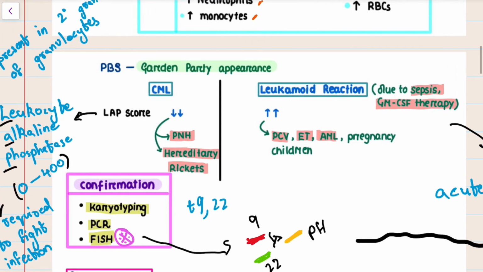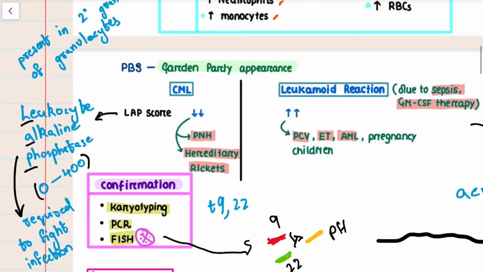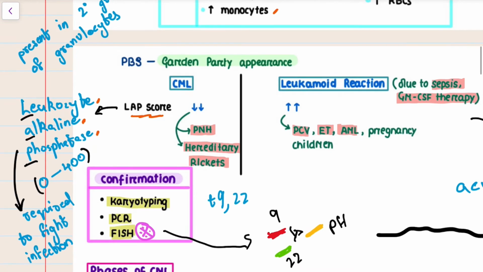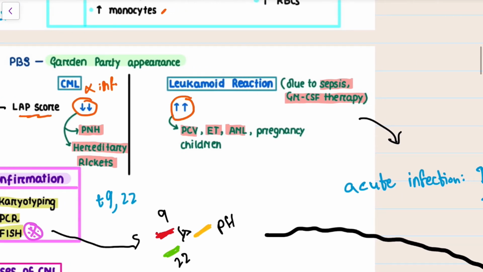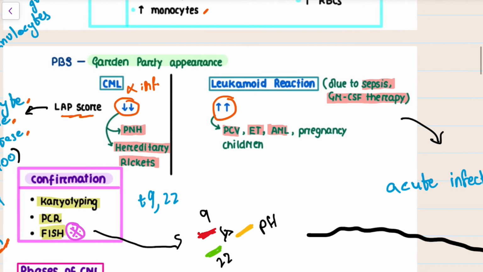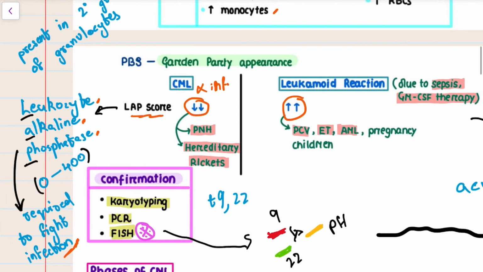But how do you differentiate that? You can do it by the LAP score. What is LAP? Everything we are going to go into the basics. LAP means leukocyte alkaline phosphatase. You see, this enzyme is required to fight infections, but in CML there are no infections, right? Therefore the LAP score is decreased only. The LAP score is increased in a leukemoid reaction, aka acute infections, something like that. So you see that the LAP score is decreased, so you have an idea that okay, this could be CML.